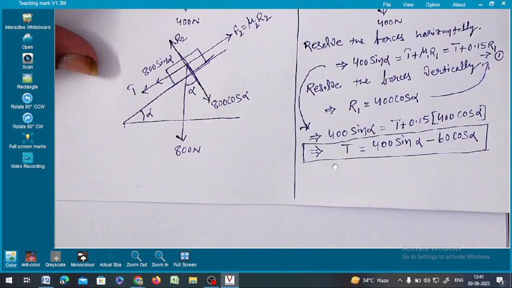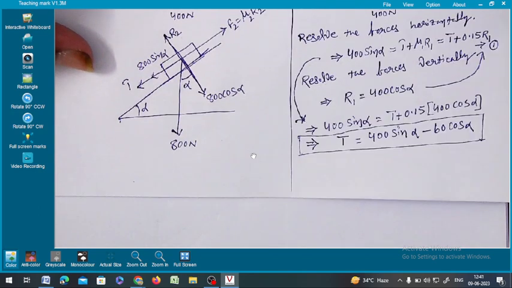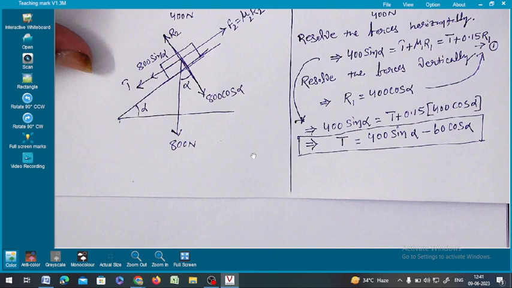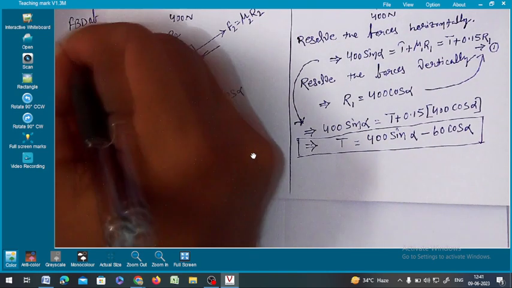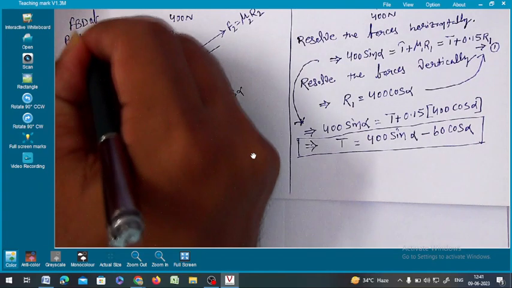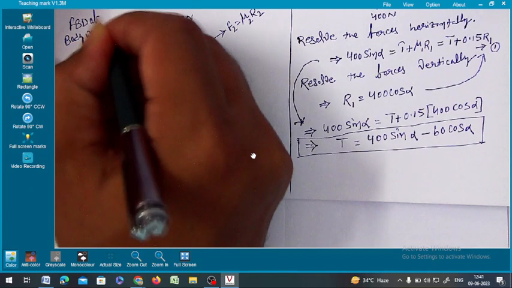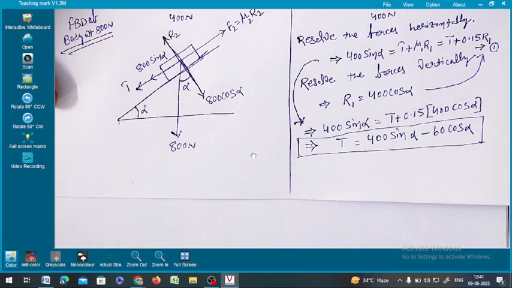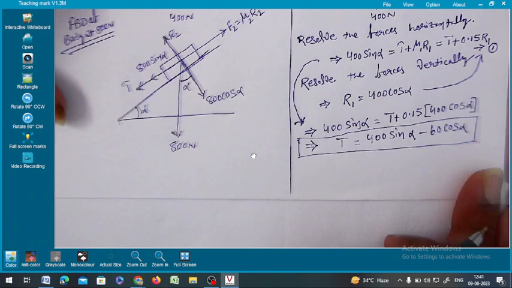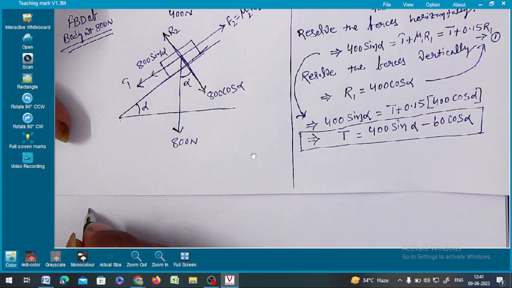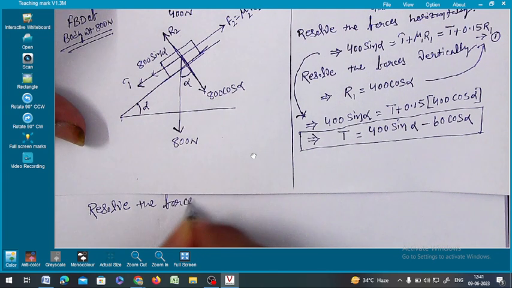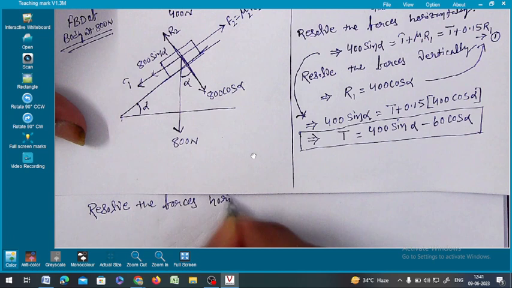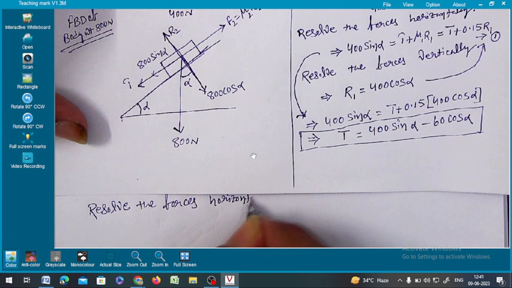Now, let us see the second free body diagram. I forgot to write over here, this is the free body diagram of the body whose weight is 800 newton. Now, resolve the forces horizontally.